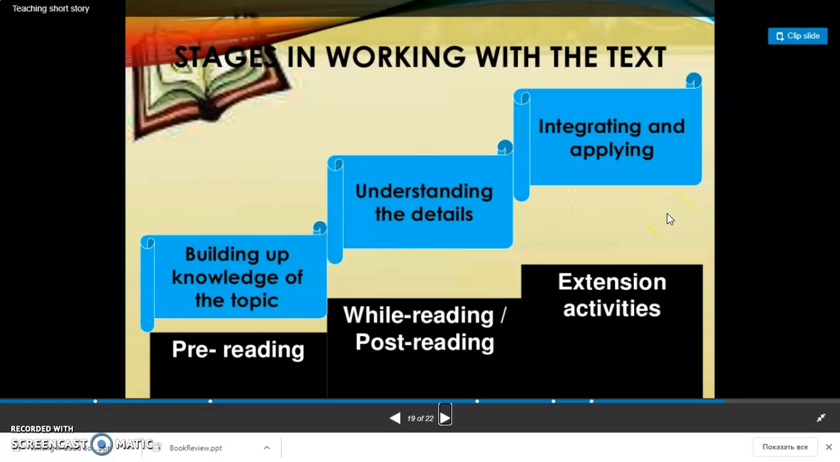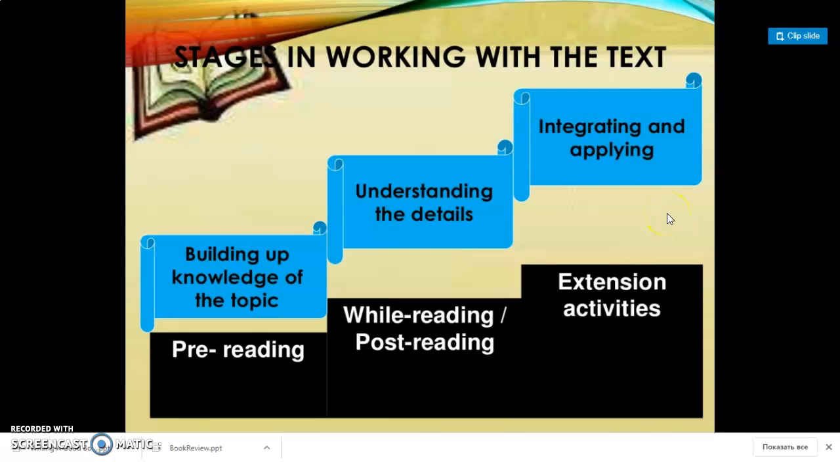Stages in working with the text. First of all, we start with pre-reading. We will build up knowledge of the topic. The teacher gives an idea of what they are going to read and gives imagination. Let them predict what they are going to read and understand the details.